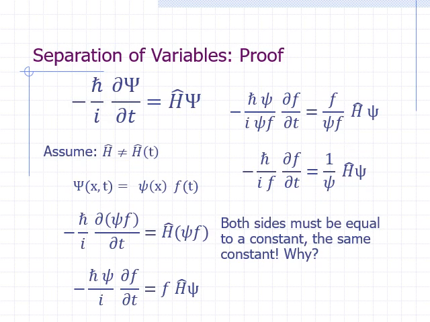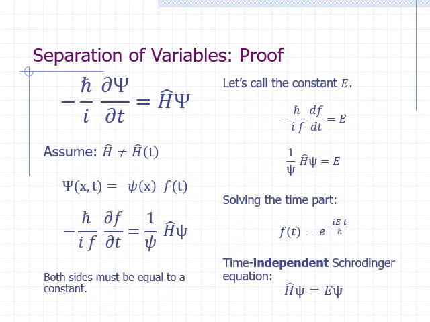At this point, we can say that both sides must be equal to a constant. Why? We can see that the left-hand side depends only on time, and the right-hand side depends only on coordinates. How can two expressions that depend on different variables be equal? The only way is that, regardless of the values of the variables, both expressions must evaluate to the same constant.